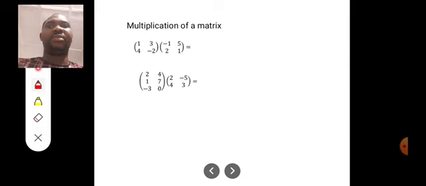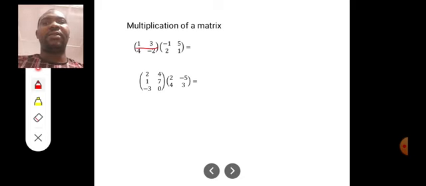Okay, so let's move on. Now, that leads us to multiplication of matrices. Before we continue with multiplication of matrices, I would like to note 2 things. Number 1 is that for 2 matrices to multiply each other, the number of elements in the rows of the first matrix must be equal to the number of elements in the columns of the second matrix. Why? Because in multiplication, we multiply row with column. This is a row. This is a column.